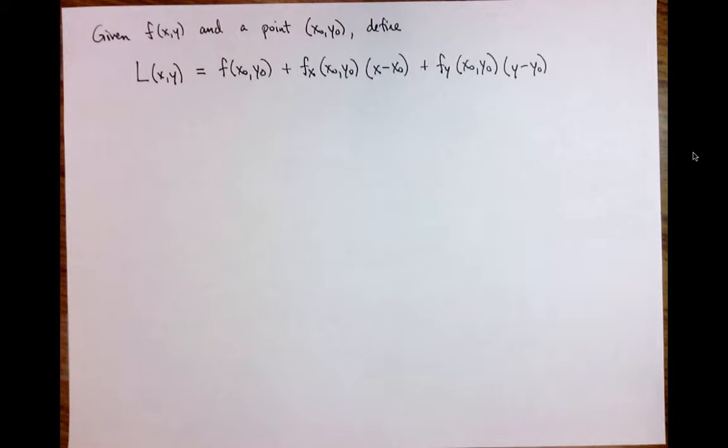The idea behind linear approximations is that while most functions are complicated and messy, linear functions are simple and easy. So here we're given just a function of x and y, and we're given some point, x naught, y naught. So we define the linear approximation of f at the point x0, y0, as you see here. So L of x, y is also a function of two variables.